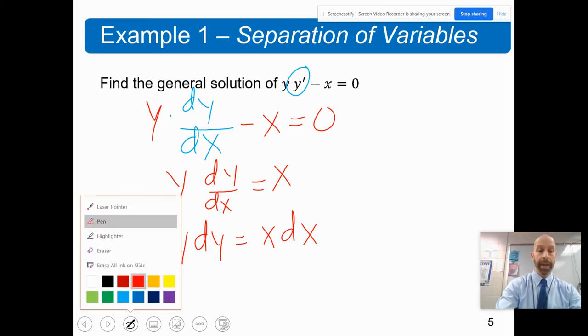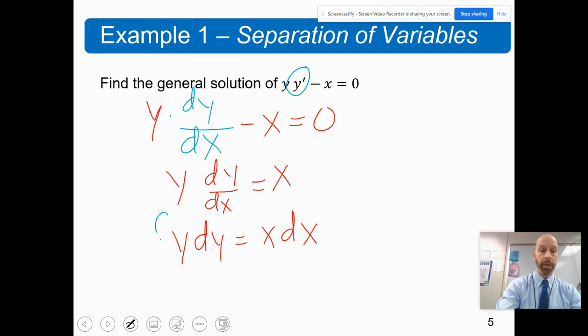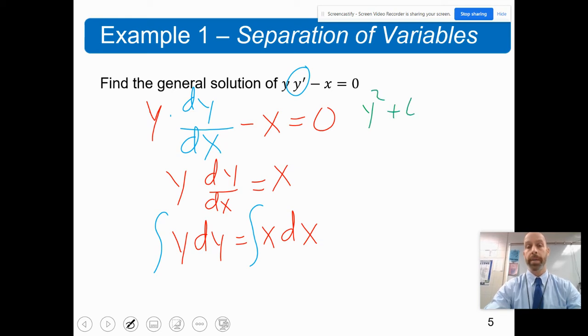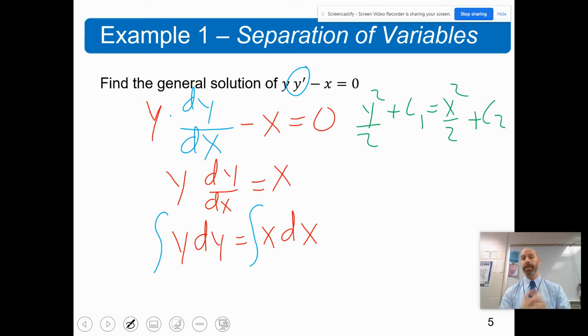And so now the next key step is to integrate. So now we are going to integrate both sides. When we integrate both sides, we're going to get y squared over 2 plus c1 equals x squared over 2 plus, and I'll call it c sub 2, and that just means another constant. As we've seen in previous lessons, we can combine the c1 and c2 to make just c. So then this is going to give us something like this.